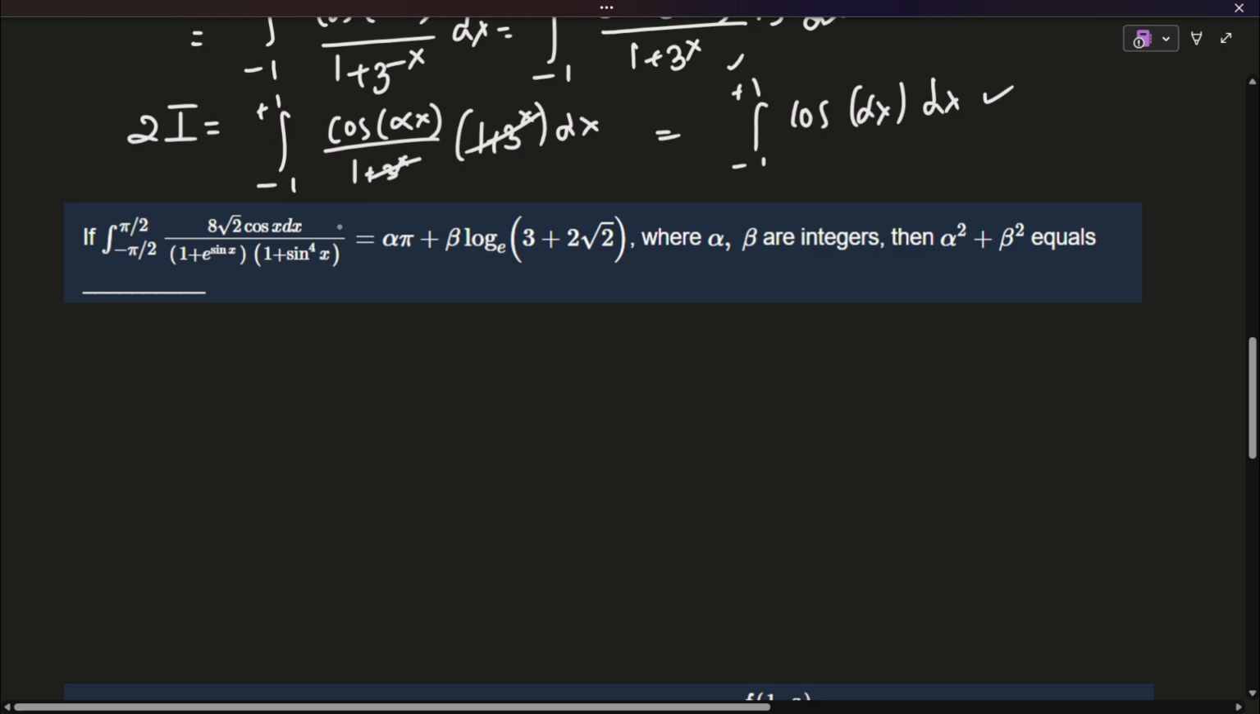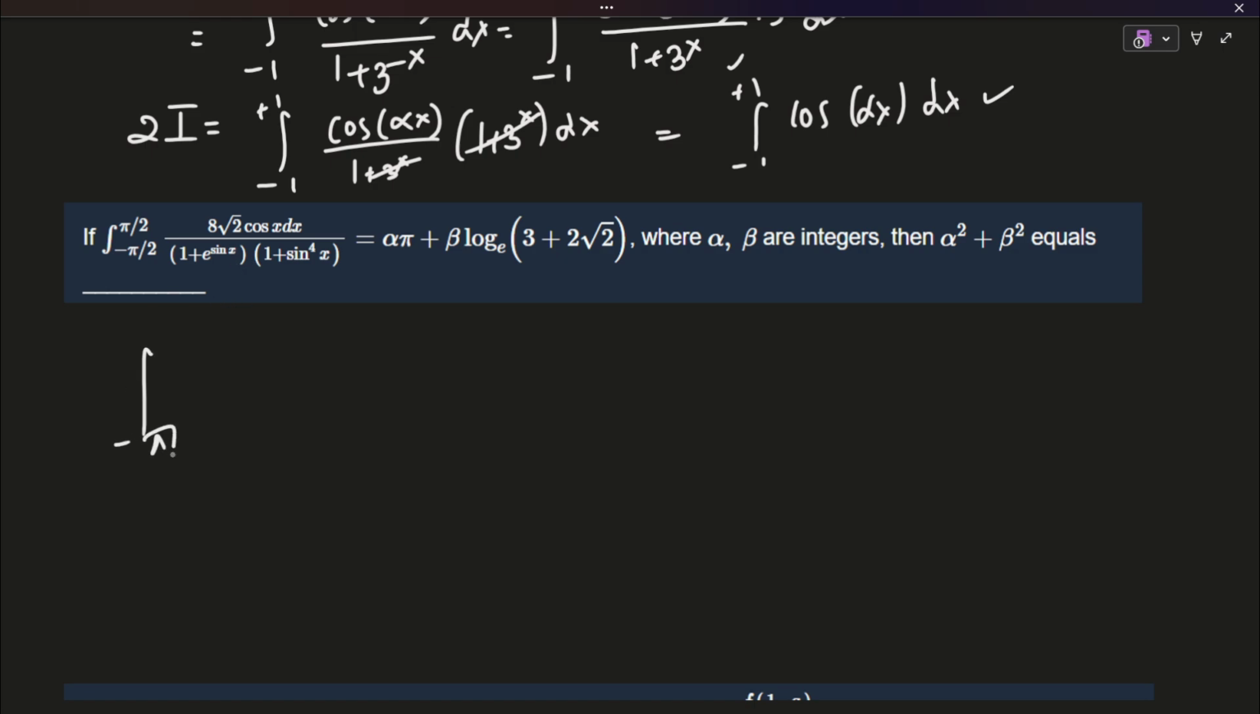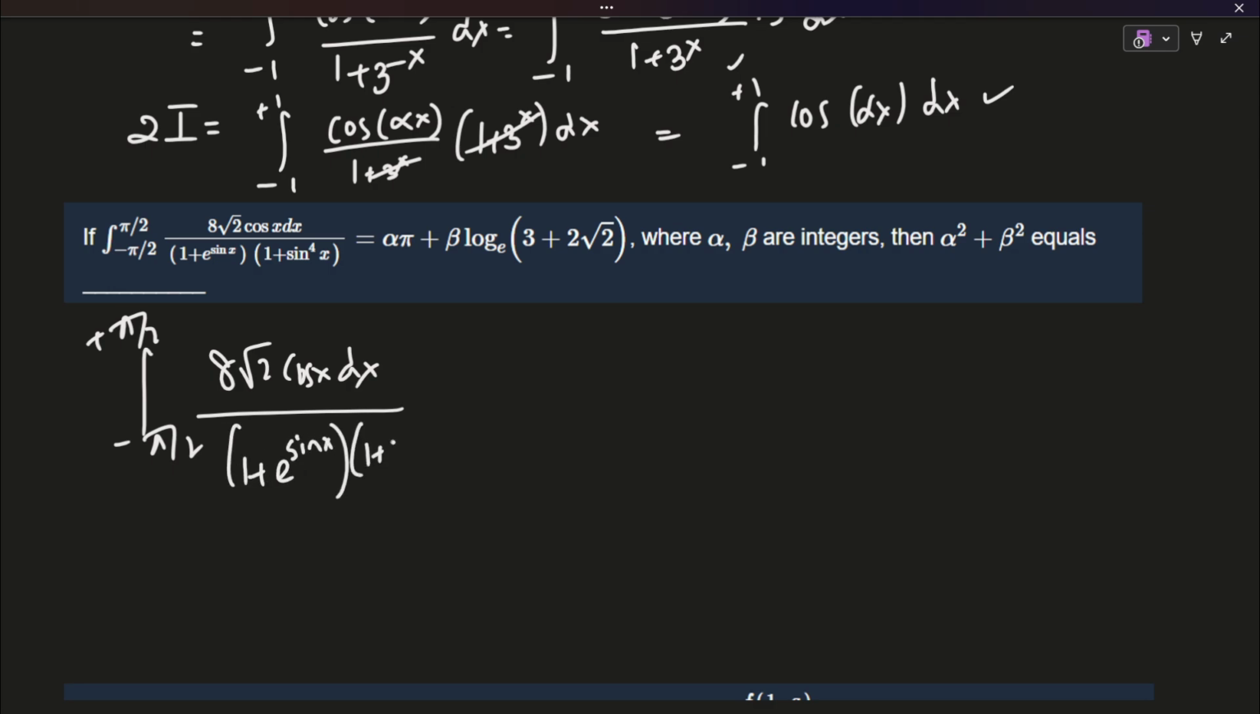Let's see another example. Okay, we are going example by example, and each and every one of them is a PYQ. And there are so many more. I could not fit every PYQ in a single video. Again, in this problem, minus pi by 2 to plus pi by 2, 8 root 2 cos x dx, and below we have 1 plus e to the power sin x, and we have 1 plus sine to the power 4x.